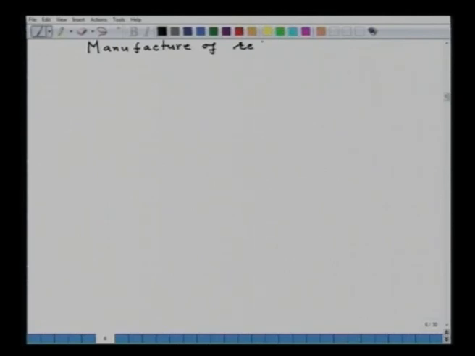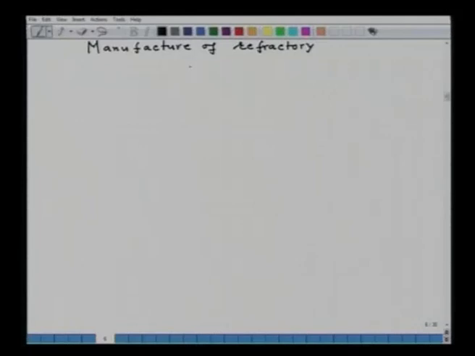Manufacture of refractory. Now, remember, as I have said earlier, refractory materials are not naturally occurring materials. What I mean to say is that you do not dig a material from the mine and begin to use it as a refractory material for that application. No, sir. Refractory materials are not naturally occurring materials. However, they are manufactured from naturally occurring material. So, that is an important thing.